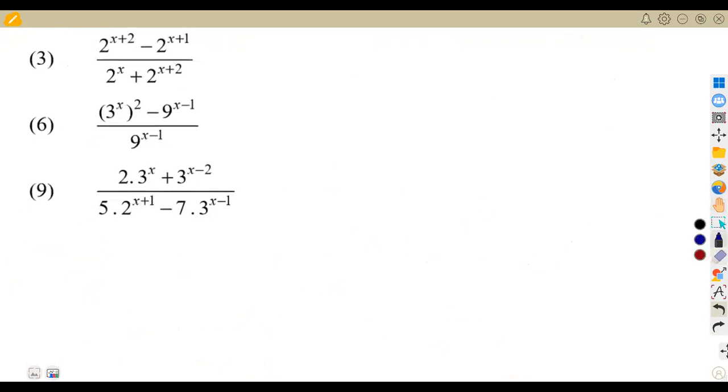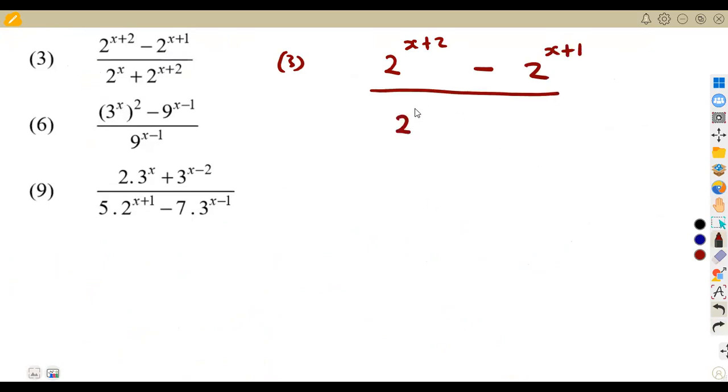If we check question number 3, we are again given to simplify: 2 to the exponent of x plus 2 minus 2 to the exponent of x plus 1, everything over 2 to the exponent of x plus 2 to the exponent of x plus 2. Okay, let us see. There is a greater possibility of us writing in terms of 2, because there's 2 to the exponent of x everywhere. But how so? Let us separate.